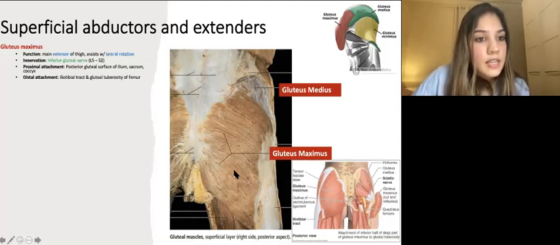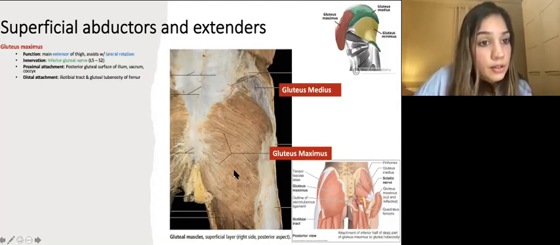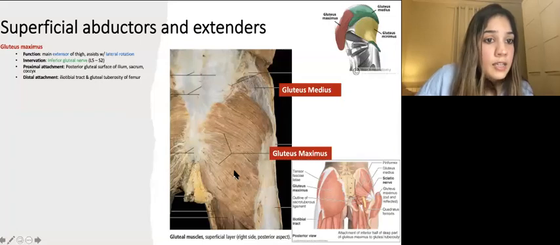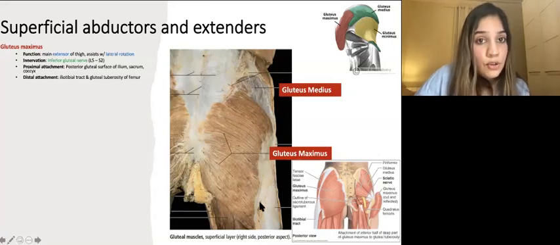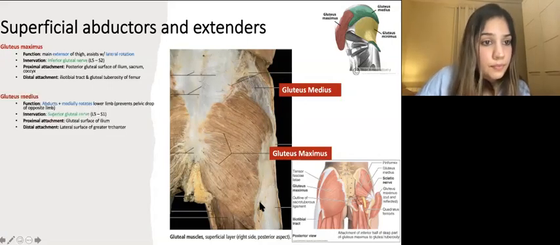It is innervated primarily by the inferior gluteal nerve, and it attaches to the posterior gluteal surface of the ilium, sacrum, and the coccyx of the spine. And distally, it attaches to the iliotibial tract and the gluteal tuberosity of the femur.